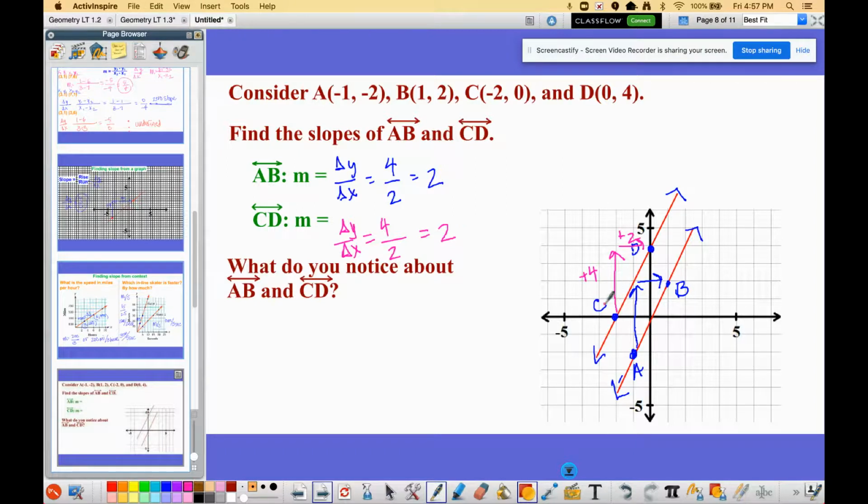And what do you notice about lines AB and CD? Their slopes. They have the same slope. And these lines are also parallel to each other.